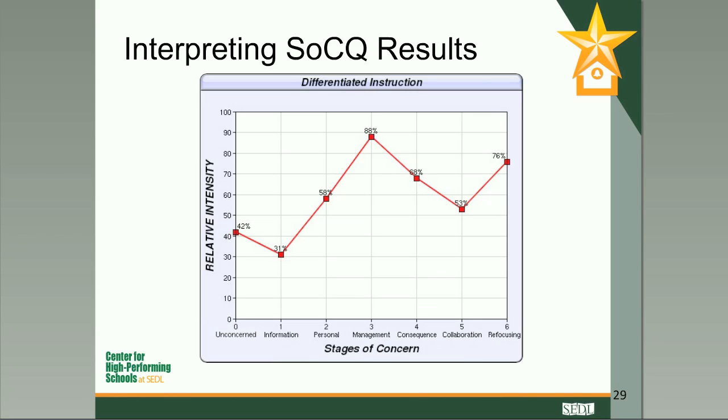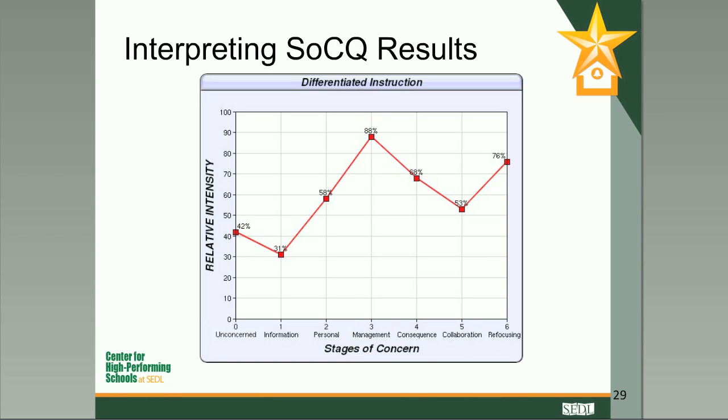Looking at another example, we like to call this the big W, because it's in the shape of a W, sort of. But this is something that looks very different. You can see, for example, that the highest concern here is management. So again, if you remember some of the typical statements, this person is very concerned about making this work. They're not quite sure how it would fit into their schedule. They're having a difficult time actually doing the work of whatever the innovation is.